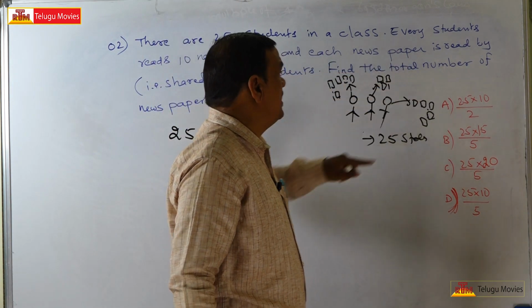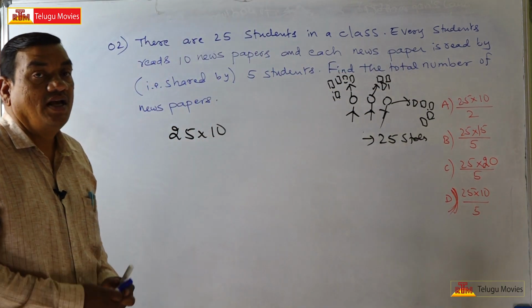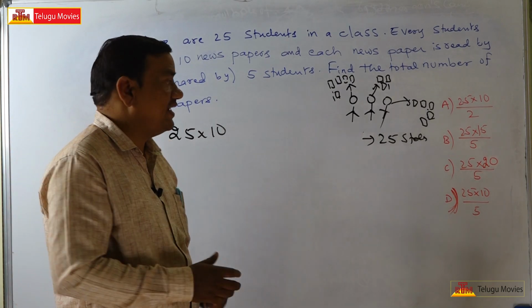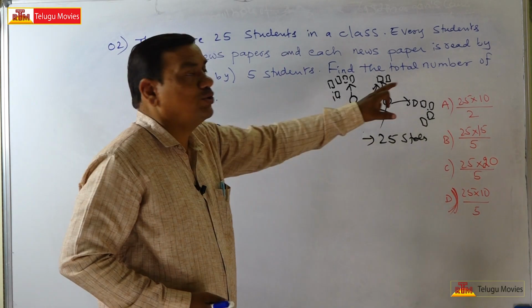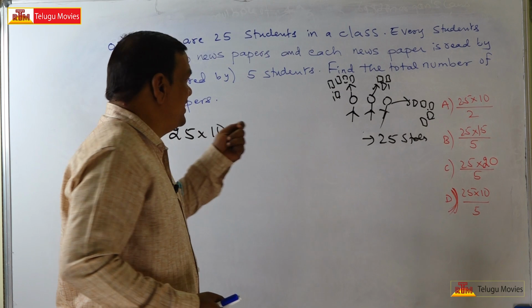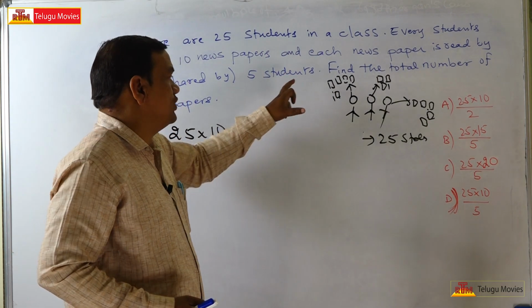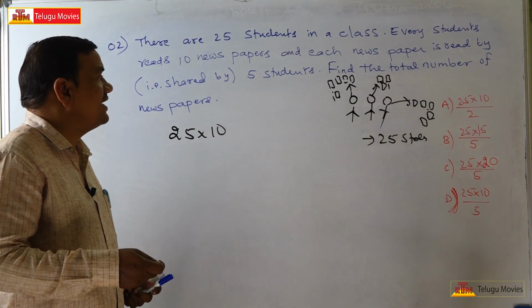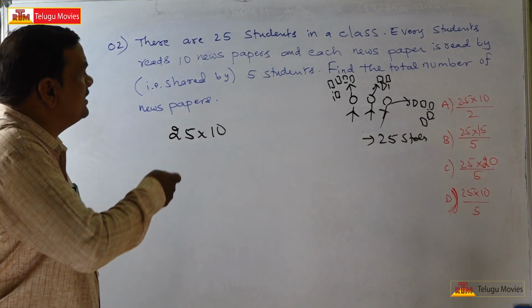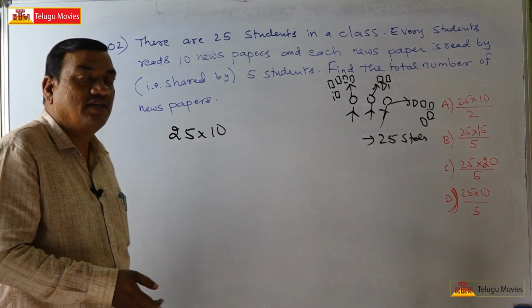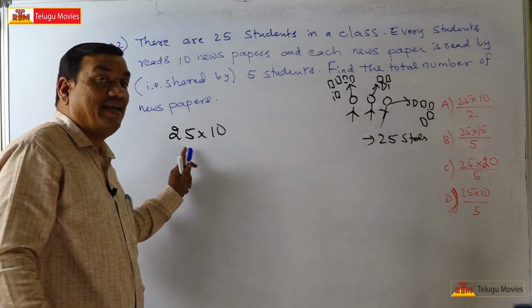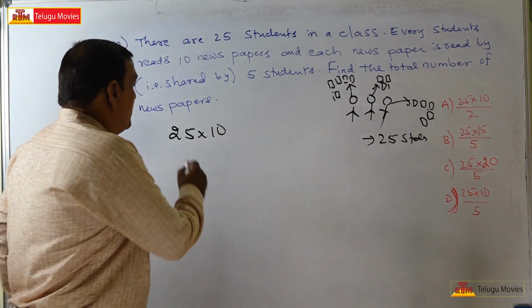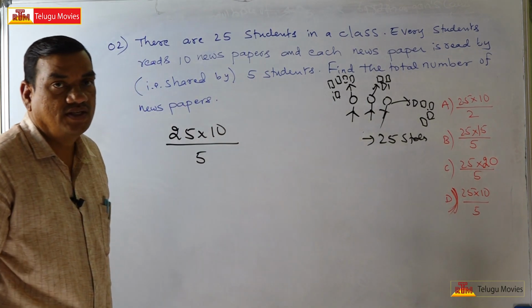Each newspaper is read by 5 students. That means if one newspaper is there, it is read by 5 students. Out of 25 students, each newspaper is read by 5 students. So what does that mean? The total newspapers that you are counting, how many times are you counting? Each newspaper is read by 5 students, so you are counting again. Double count is there. In order to reduce that, what do you have to do? Simply divide by 5.